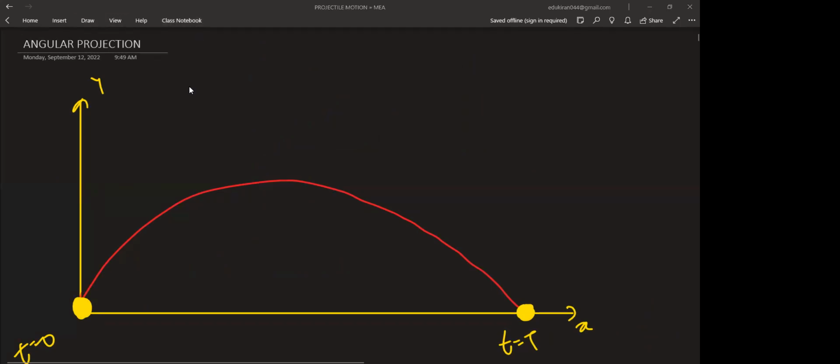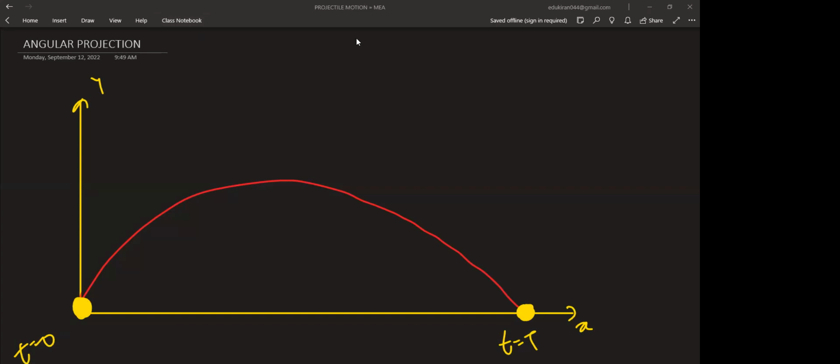See class, now the next chapter. Basically we were talking about the third chapter, but we were studying one particular topic, that was the vectors. Now we are starting with angular projection. Horizontal projection we'll do after this. Why? Because angular projection is difficult. If you are very good with angular projection, then you will be able to handle horizontal projection quickly.